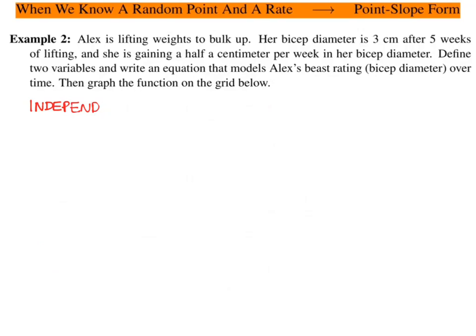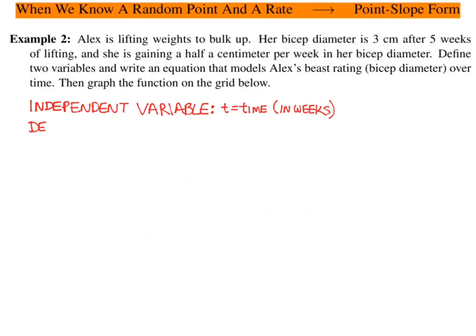And the independent variable is going to be time because her bicep diameter is changing over time. So we've got time. Again, I'm calling it t. So there you go, time. And again, I recommend you consider this as being in weeks. Please include the units. It helps people understand what you're actually talking about.